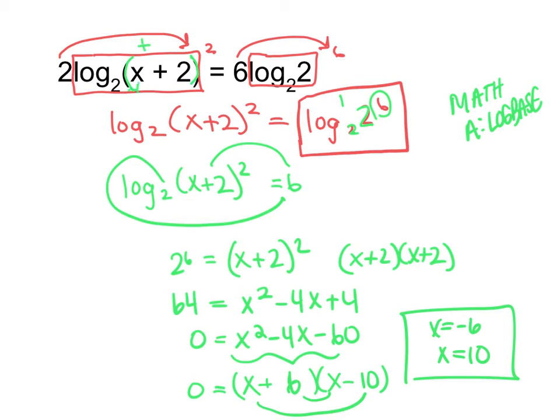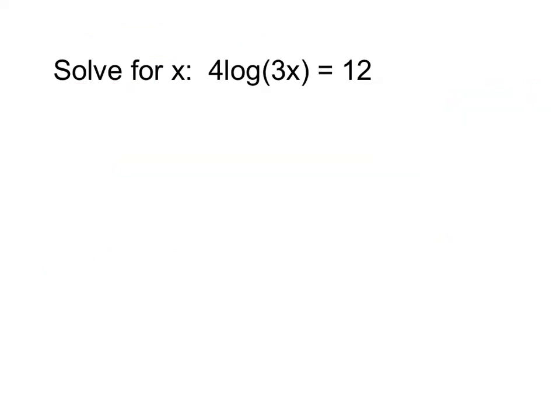If I plug in a negative 6 and add 2, I get negative 4. You cannot do log of any negative value. That will give you an error message in your calculator, so I have to throw this one out. When I plug in 10, I get 12, so that one's okay. So x equals 10 is my only answer. If on your test you forget to check your answers and you leave them both, you will get it wrong.